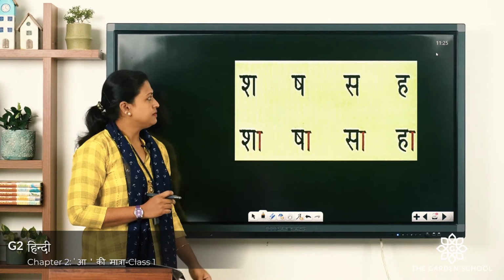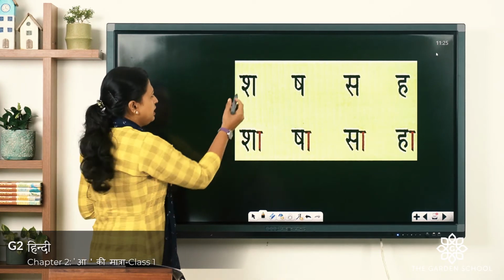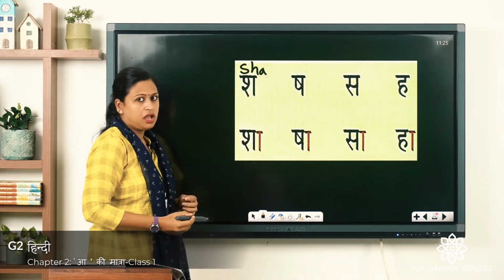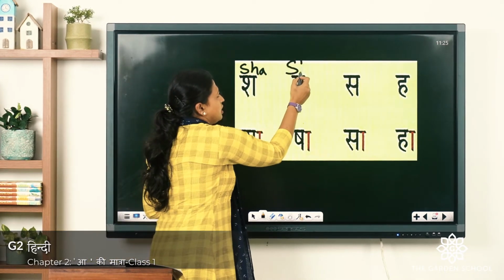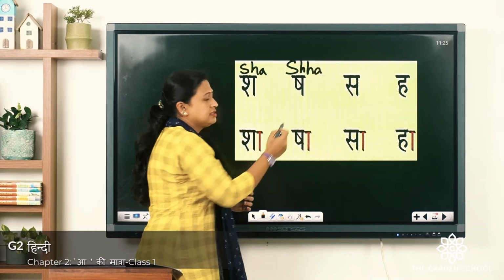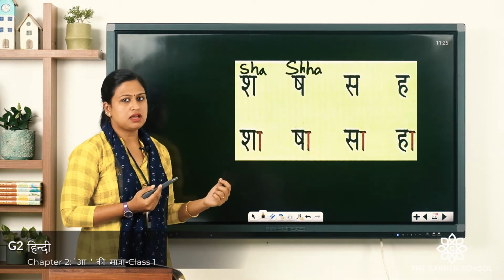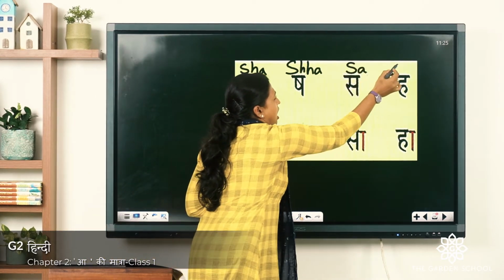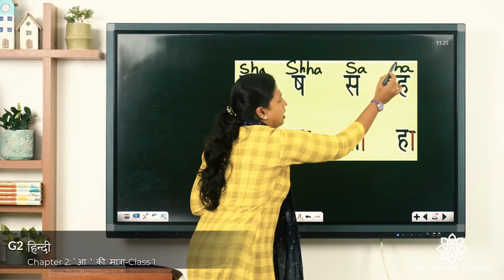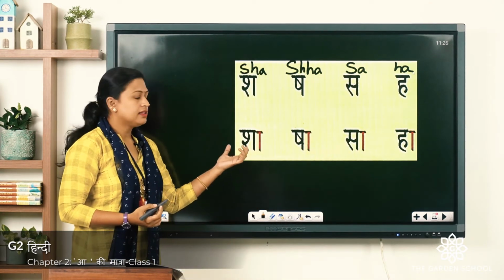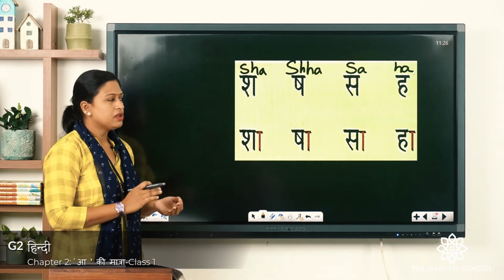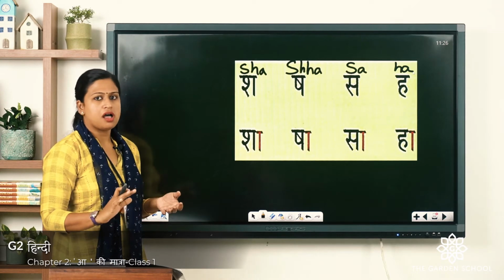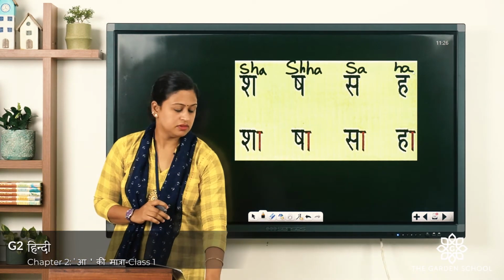Next set of consonants, sha. It sounds shaa. This one is sha, and this is sa, ha. So when we add this Aa symbol to it, it sounds shaa, shaa, saa, haa. It has a longer sound.